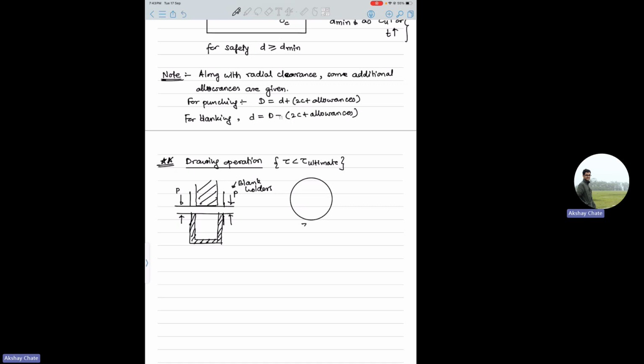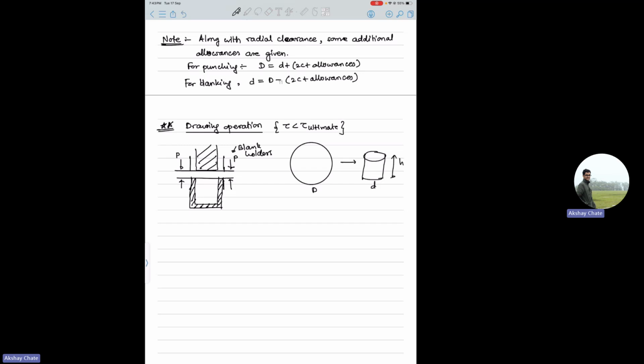You have some blank of, let's say, capital D dia, and you make a cup-like structure out of this, of, let's say, small d dia and height h, after the drawing operation. In that case, the volume has to be constant, right? So one thing that you can assume is the same thickness, so the blank thickness and the cup thickness are the same.